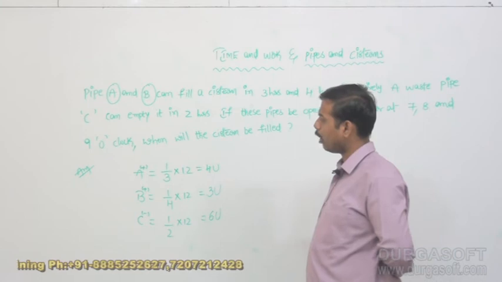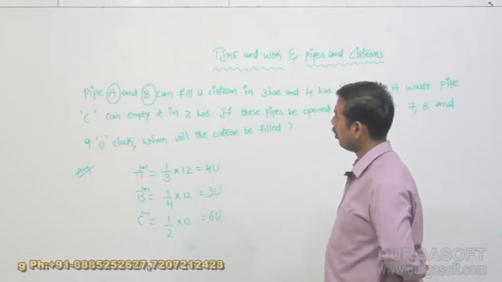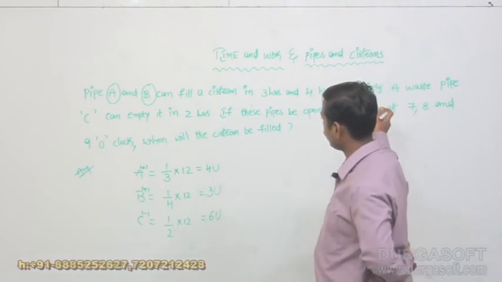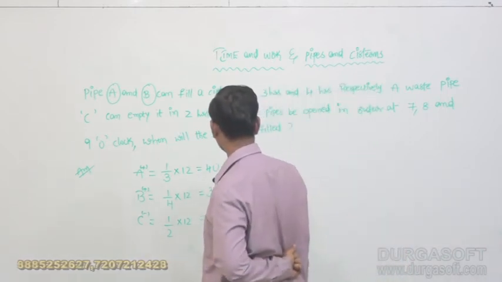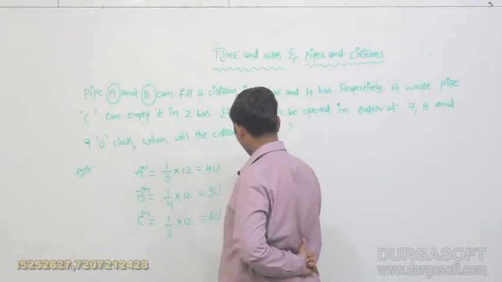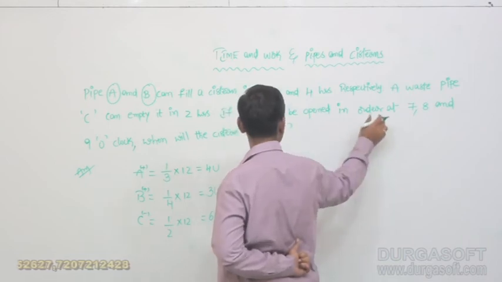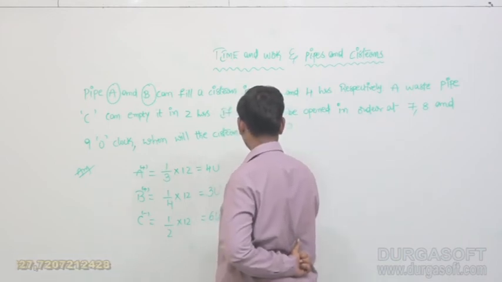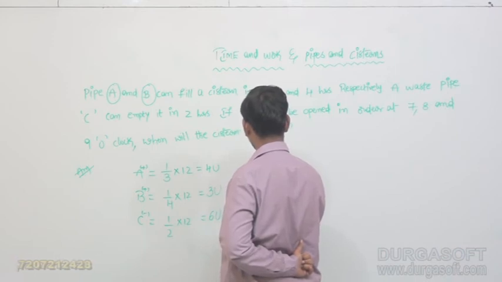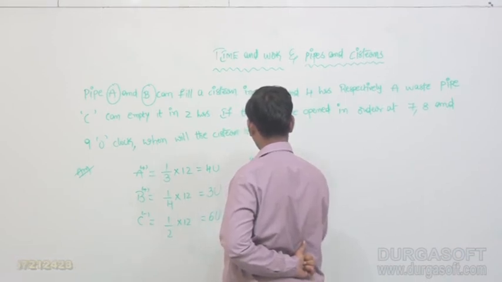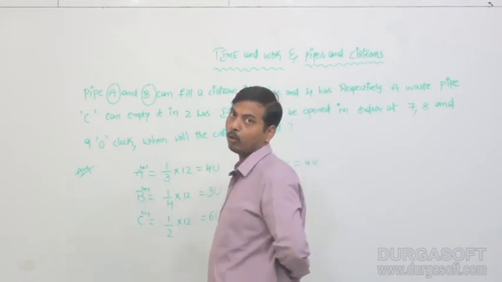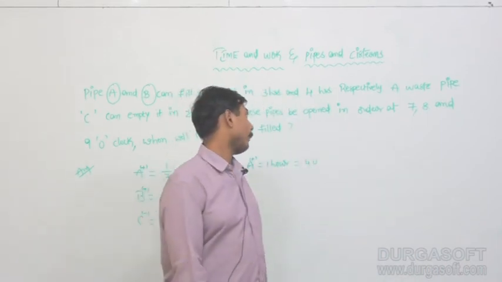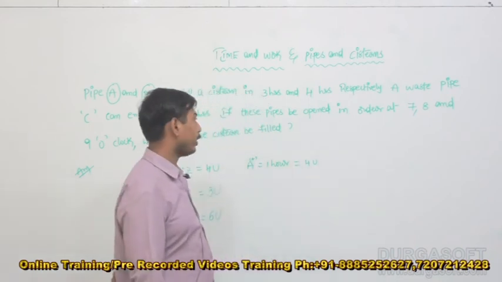When I talk about the work status with respect to the given information, at 7 o'clock which pipe was opened? Pipe A was opened at 7 o'clock. Pipe A has to work for how many hours? 1 hour. In 1 hour, pipe A has to complete how many units of water into the tank? 4 units of water.